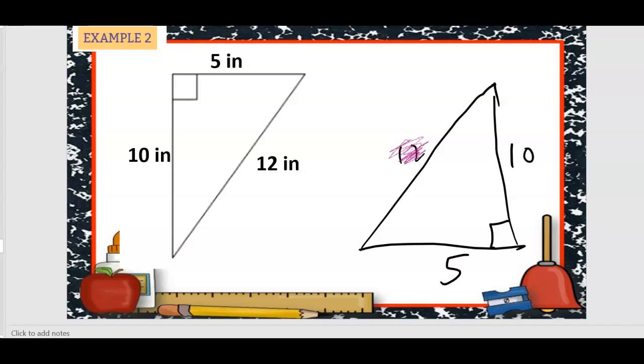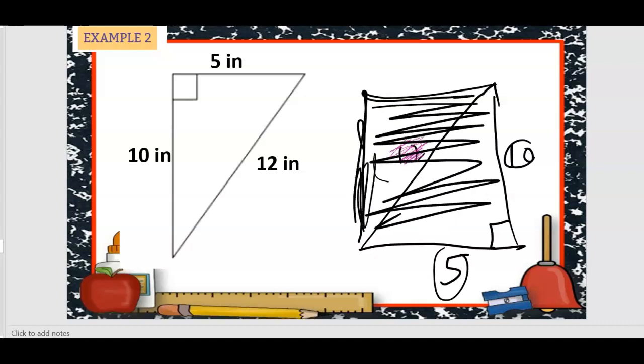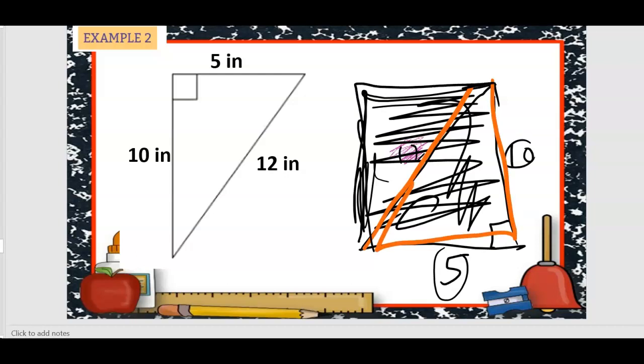And if this were a complete rectangle, 5 times 10 would tell us the area of all of this. But we don't want all of it. We only want half of it, all right? This half here. I didn't do the greatest job with this rectangle. It would be a little bit bigger, probably. Yeah, something like that. And so it'd be 5 times 10 divided by 2.